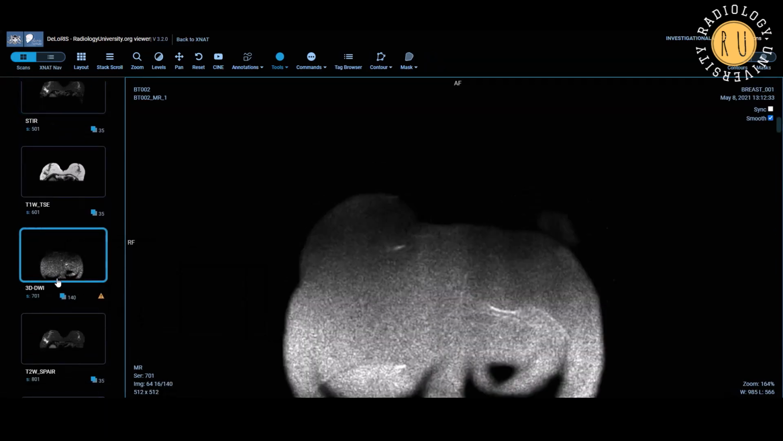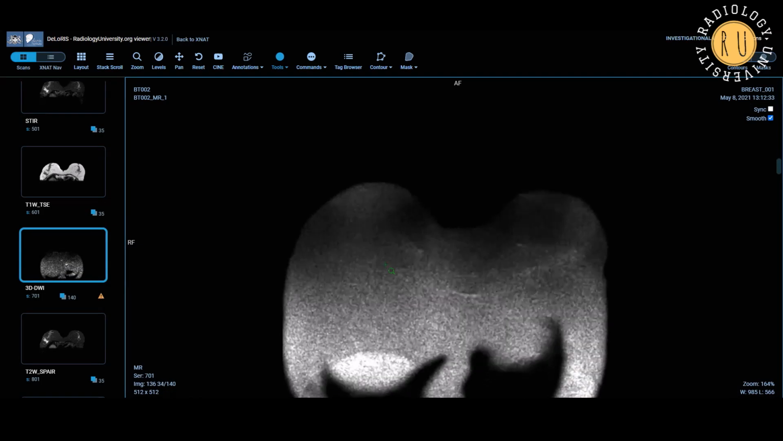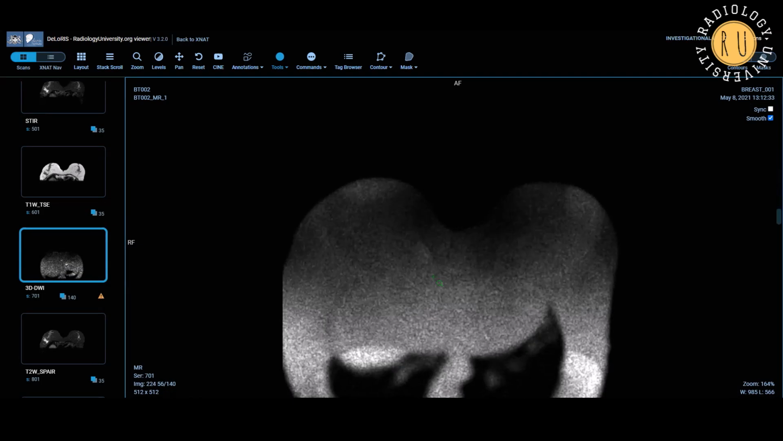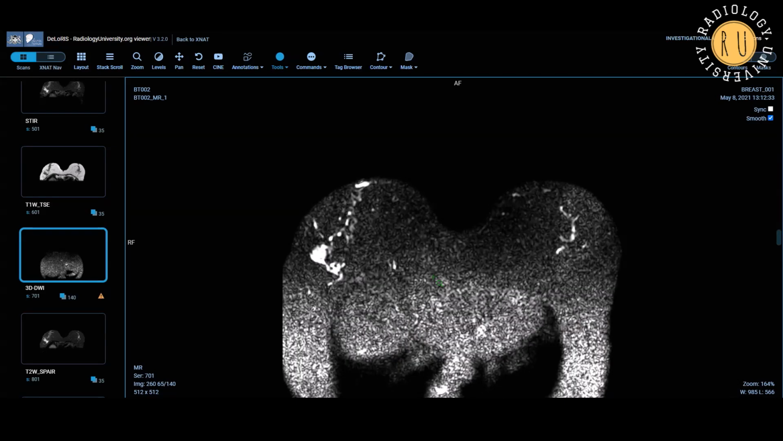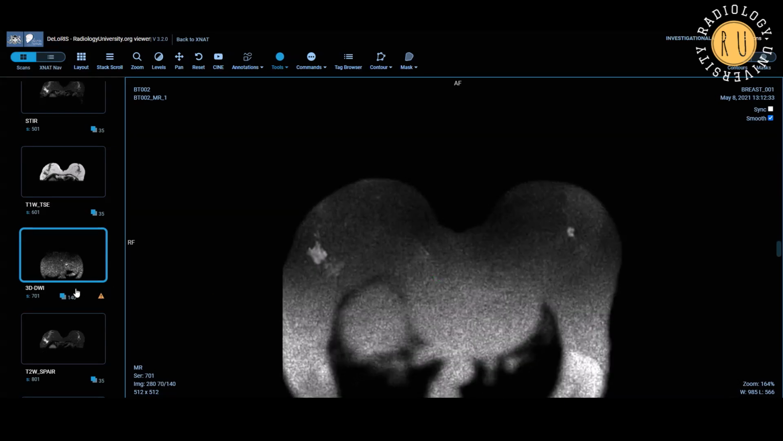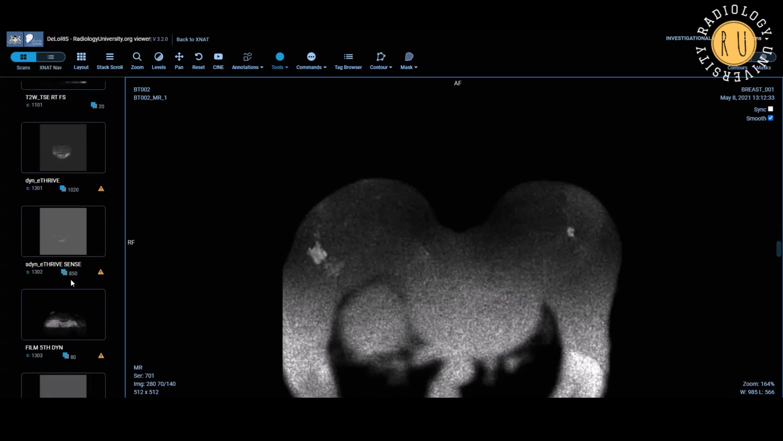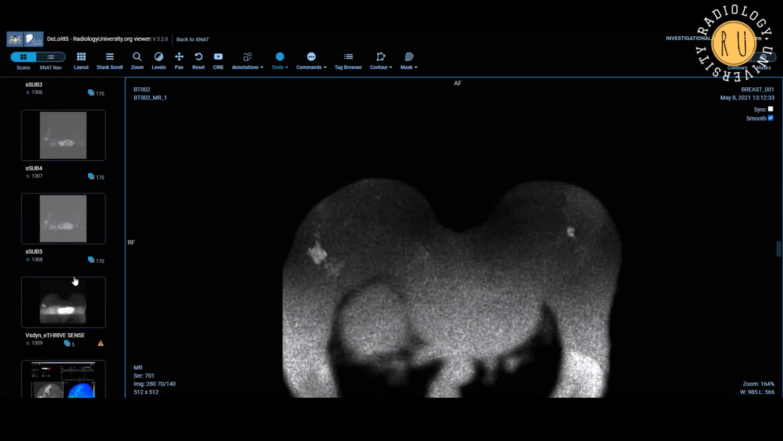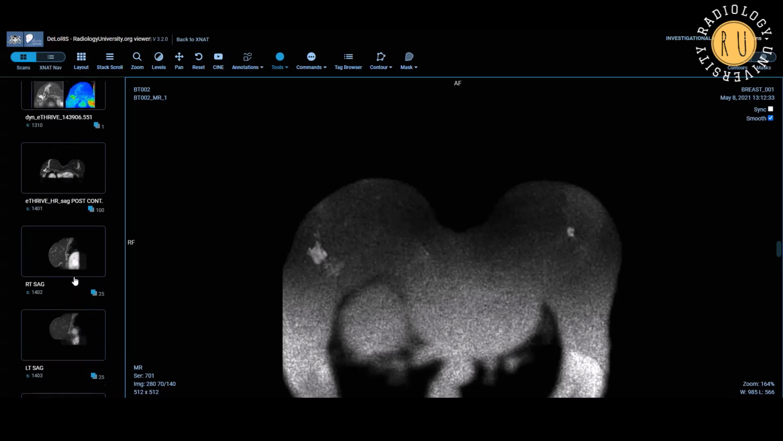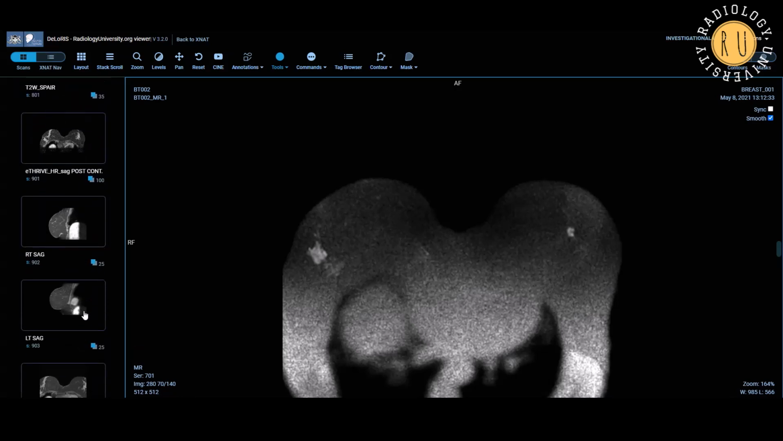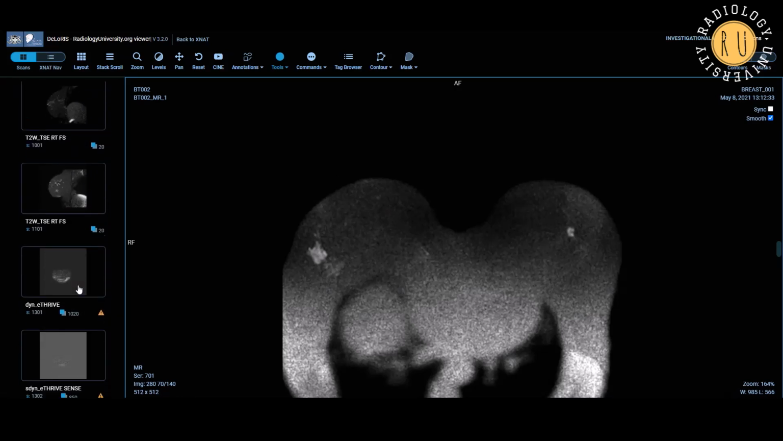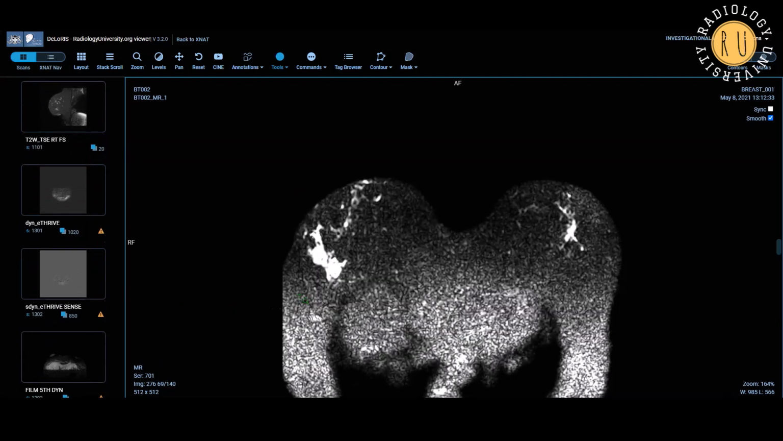And what is this sequence? This is the DWI sequence. I will compare with the ADC map. It appears to be hyperintense. I will look at the ADC to see if there is corresponding hypointensity in that area. We don't have the ADC, but you can consider that it is showing a low ADC value.